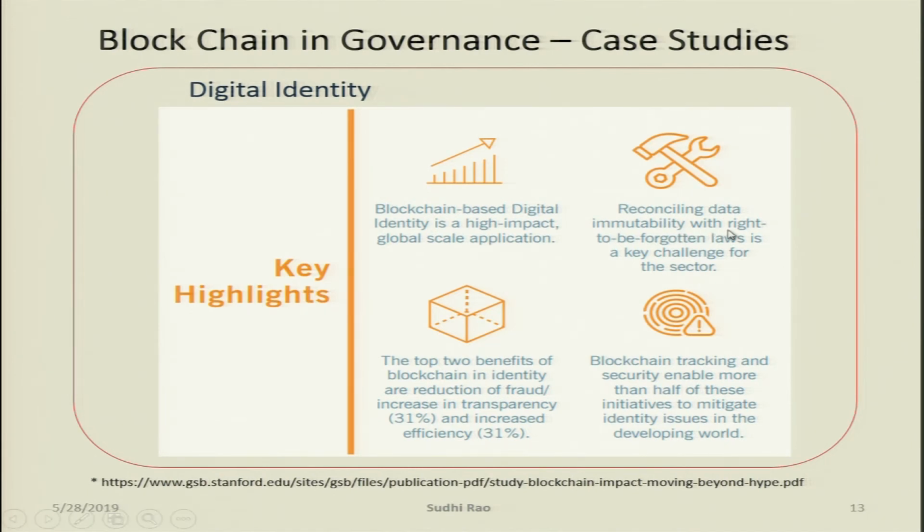Reconciling data immutability with right to be forgotten laws is a key challenge for the sector. For example, what does this mean? The thing about the blockchain is that once data goes in, it stays there, we cannot change it. So, for example, let me take a slightly unpleasant example. If I am convicted for some crime, maybe for stealing something, maybe I made a mistake, I was speeding, I got 2 speeding tickets and my driver's license was impounded. All this record of all these crimes goes into the blockchain.